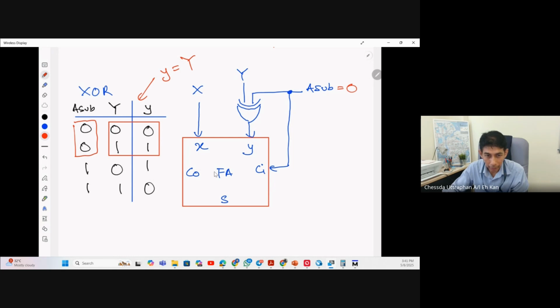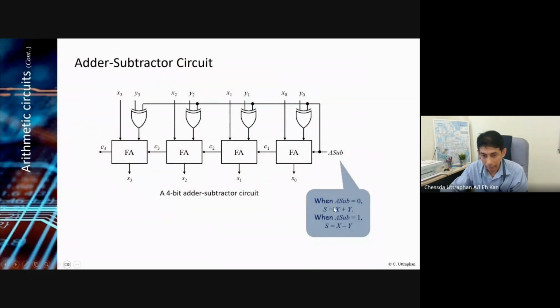So if this is 0, it means that the output S is equal to X plus Y, because S here is always this plus this. Because this is equal to X and this y is equal to Y, so this is an adder. So just like this, when this is 0, S is X plus Y. But if this is 1, what happens?